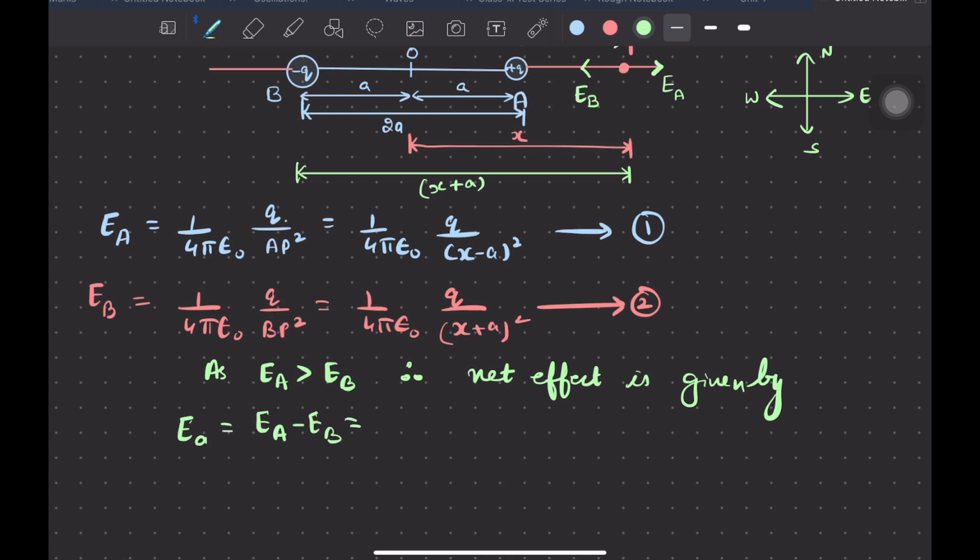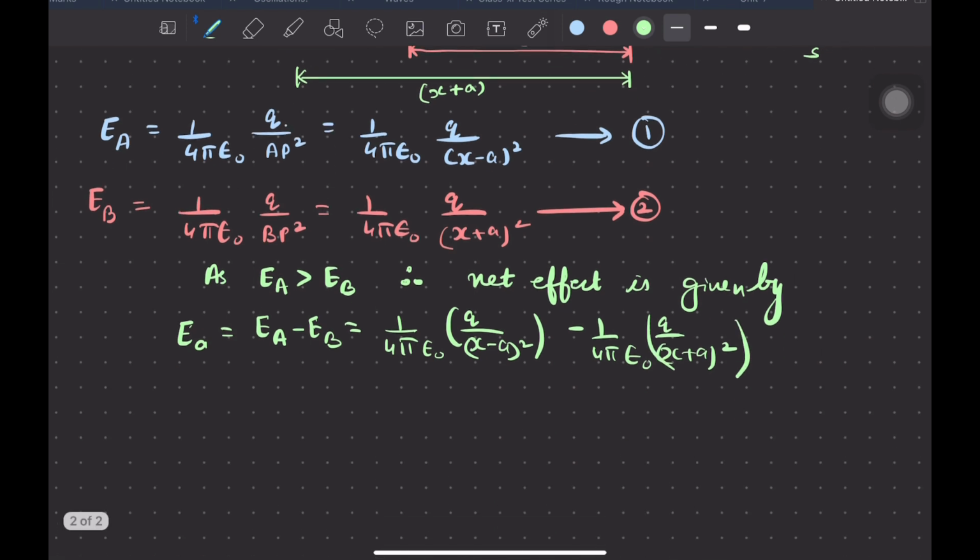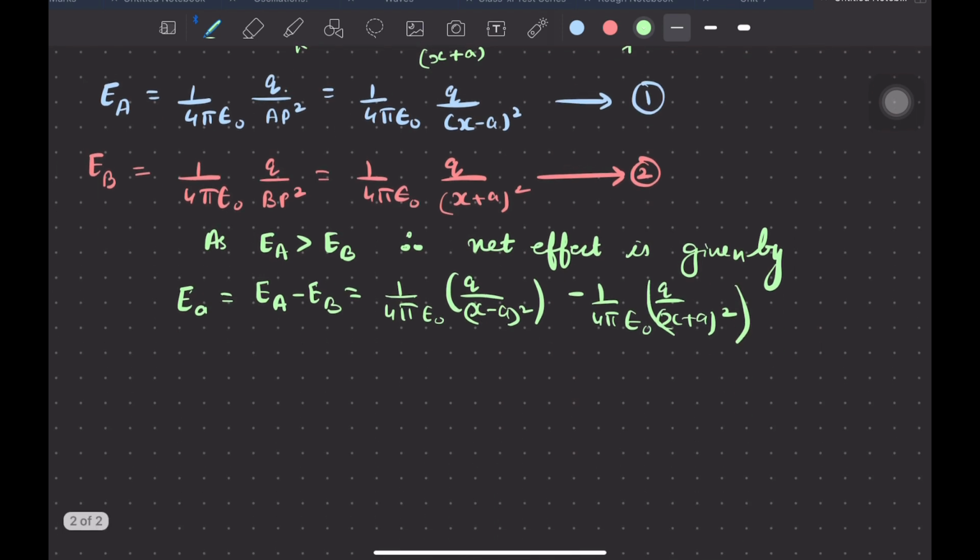So substituting the values from equation number 1 and equation number 2, what are we going to get? 1 upon 4 pi epsilon naught q upon (x minus a) whole square, minus 1 upon 4 pi epsilon naught q upon (x plus a) whole square. So now the things are easier for us to solve. Once we are done with the diagram, once we have written the two main values, nothing is left for us to solve because all the things are quite easier now.